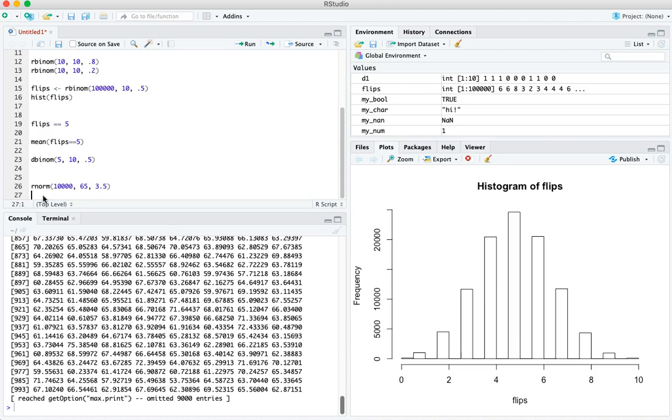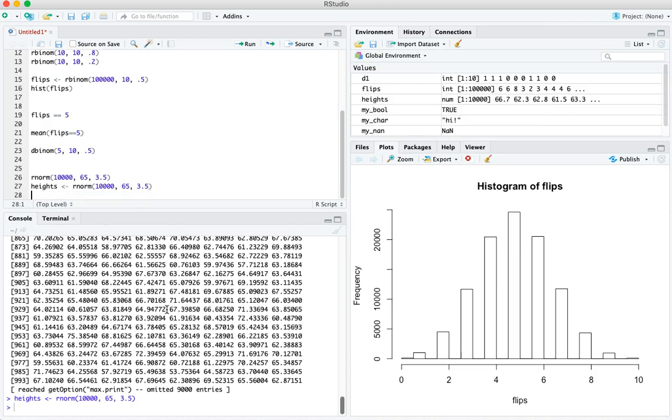So this is actually a vector of the heights of 10,000 women. This is almost impossible to look at and make any sense of, and therefore it is a perfect use case for making a histogram. So let's assign the new variable heights, and we'll assign it to the normal model of 10,000 women who, on average, their mean is 65 inches, and the standard deviation is 3.5 inches.